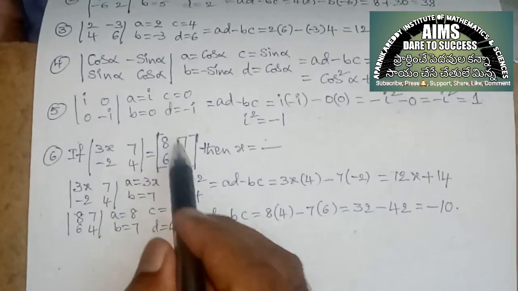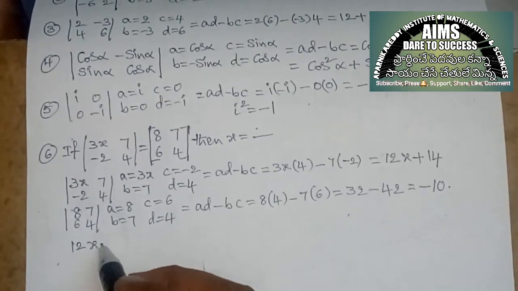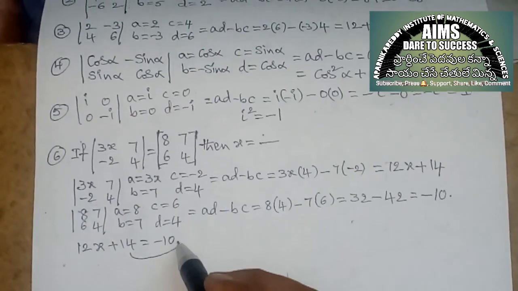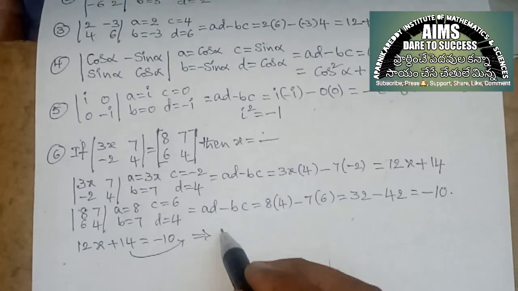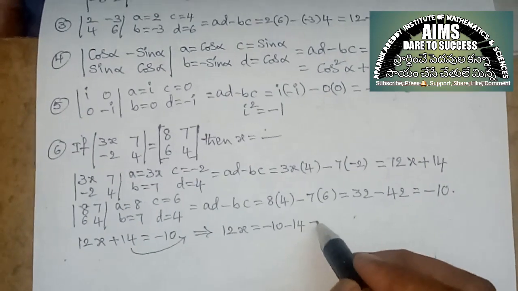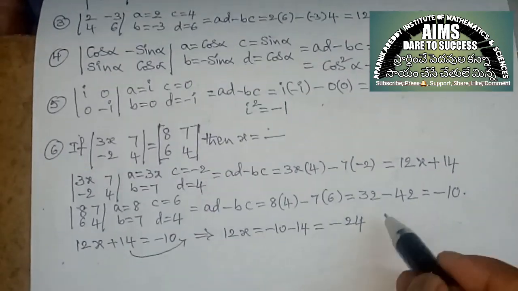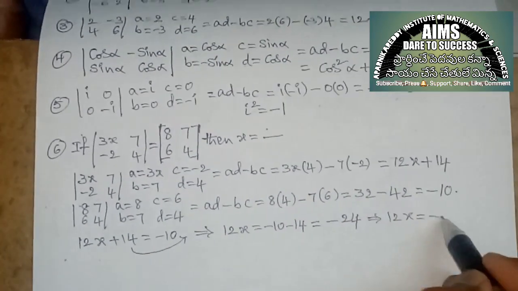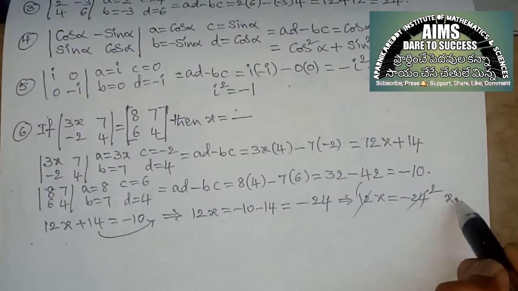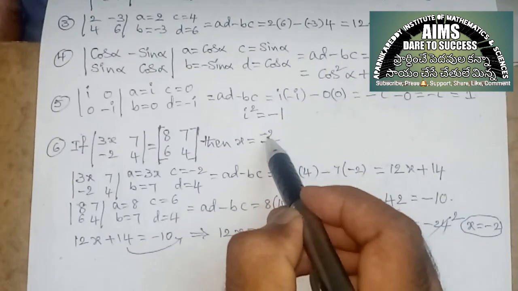According to the given question, they are equal. So you can equate those two values. That is 12x plus 14 is equal to minus 10. So 14 coming to right side. What is the answer? 12x is equal to minus 10 minus 14. Minus 10 minus 14 is minus 24. So 12x is equal to minus 24. 12 ones are 12, 12 twos are 24. So x is equal to minus 2 is the answer. X is equal to minus 2.